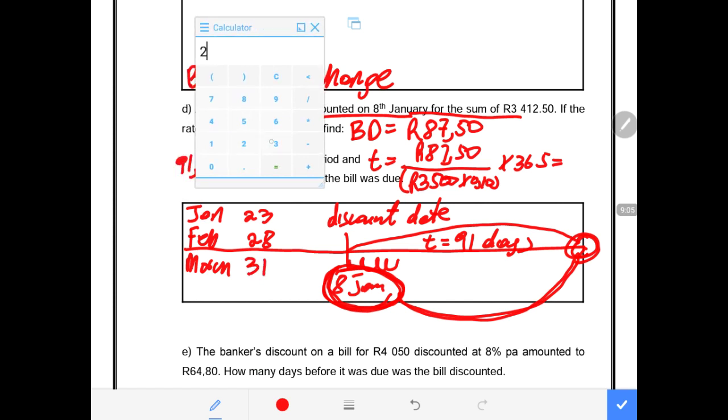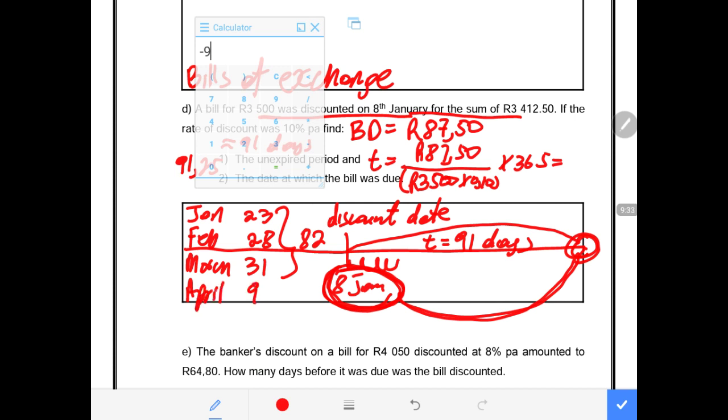Remember, I'm calculating the numbers. 23 plus 28 is still very far away from 90. Plus 31, we get 82. So from here up to here we have 82 days. We need to subtract from 91 so that we know how many days we need in the following month. In the following month we only need 9 days, meaning in the month of April, we only need 9 days. That means this bill was due on the 9th of April. And this will give you 91 days in total when you calculate the number of days.